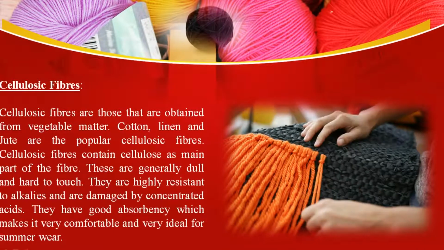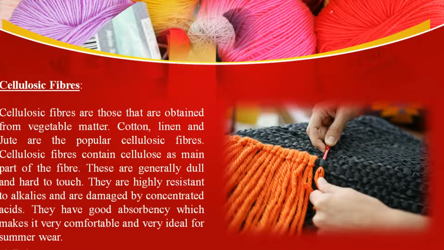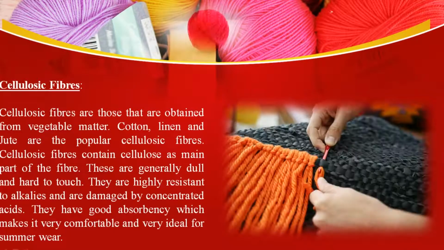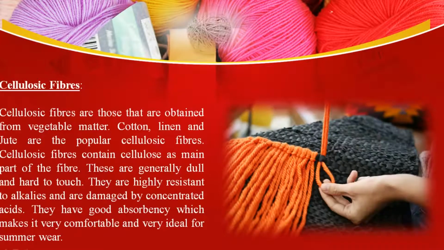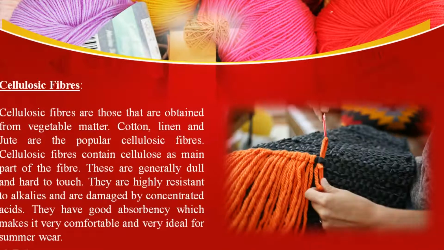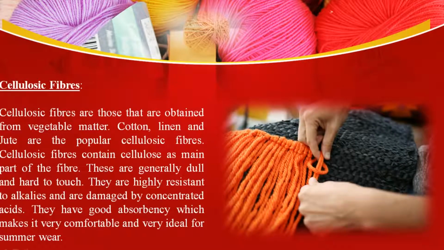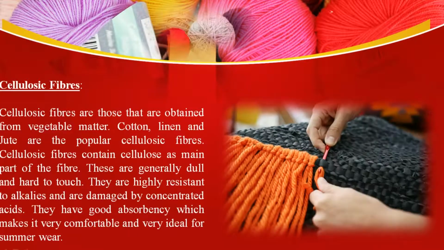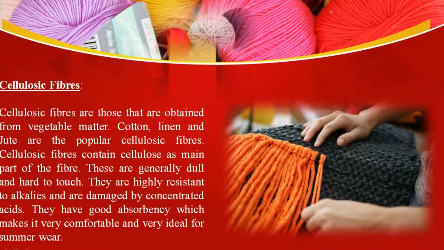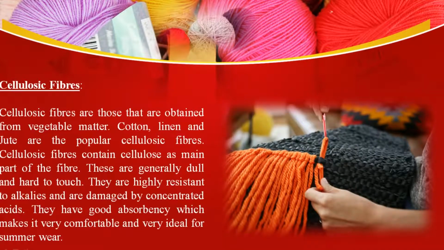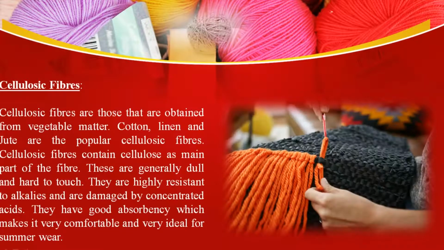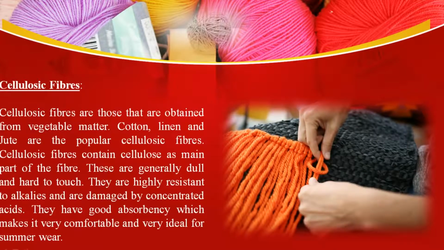Let's discuss in brief about cellulosic fibers. Cellulosic fibers are those that are obtained from vegetable matter. Cotton, linen and jute are the popular cellulosic fibers. Cellulosic fibers contain cellulose as the main part of the fiber. These are generally dull and hard to touch. They are highly resistant to alkalis and are damaged by concentrated acids. They have good absorbency, which makes them very comfortable and ideal for summer wear.